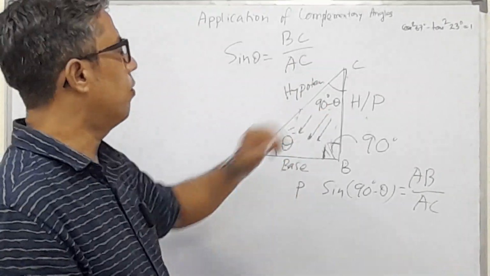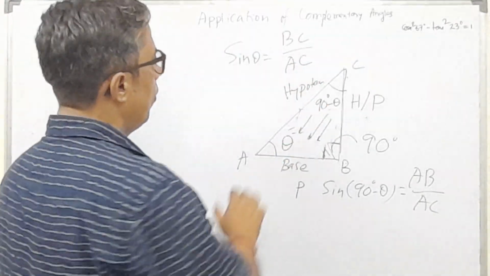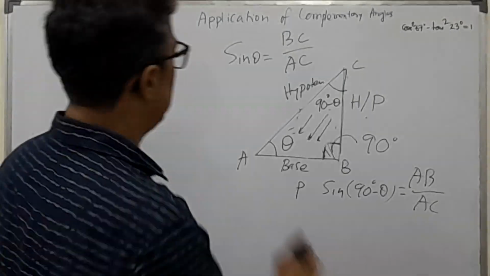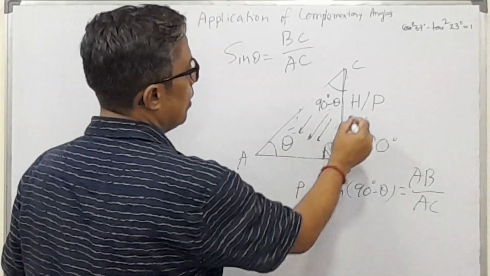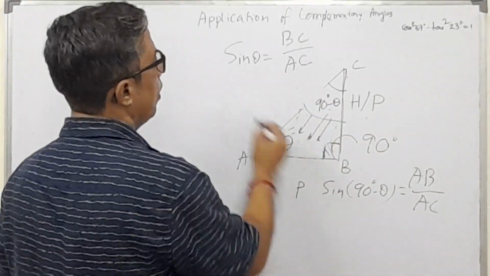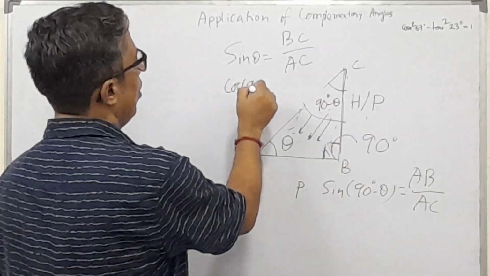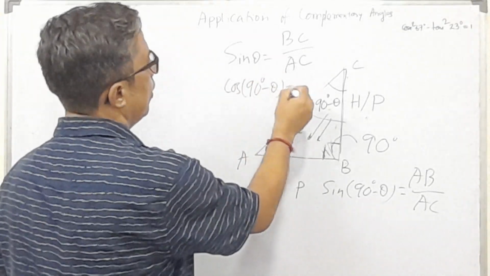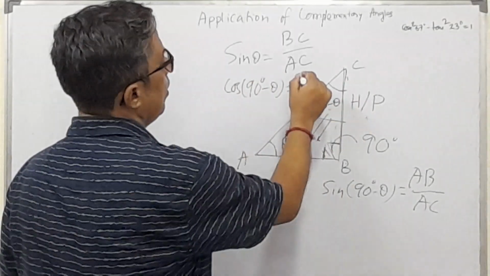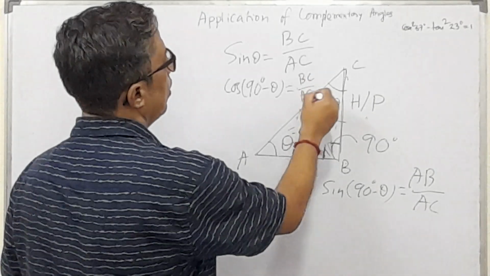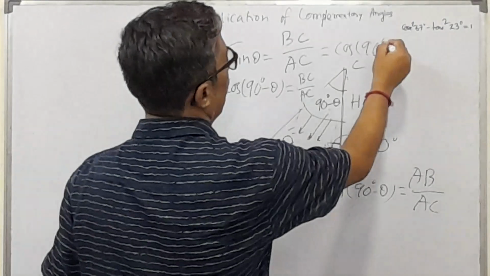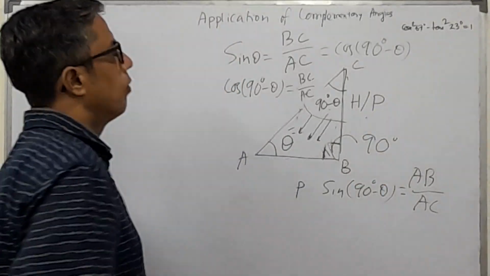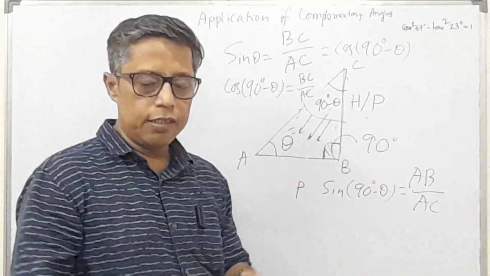Now if I am taking cos of 90 minus theta here, what will I get? For this angle, cos means base by hypotenuse, so cos of 90 minus theta is equal to BC by AC. That means sine theta is equal to cos of 90 degree minus theta. So this is the proof. This is the relation of complementary angles.